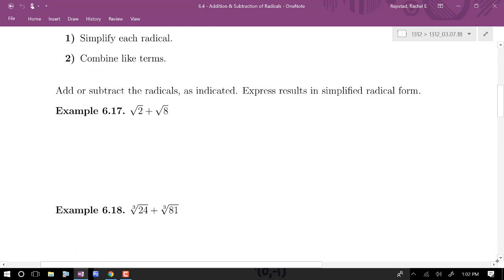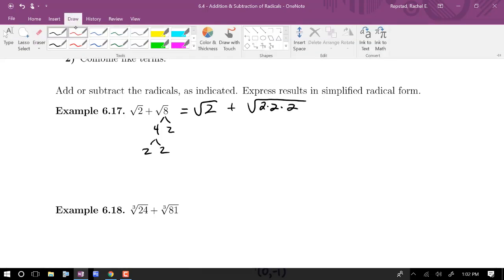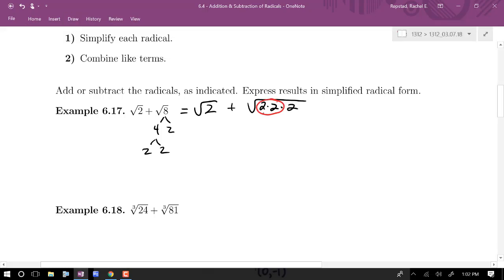So let's say we want to find root 2 plus root 8. Now root 2 is prime, so it's already simplified. 8 is 4 times 2, or 2 times 2 times 2. So we could rewrite it this way, and then we can simplify the second radical. We got a pair of 2's. I know I'm looking for pairs of the same because they're square roots. So this is root 2 plus 2 root 2.